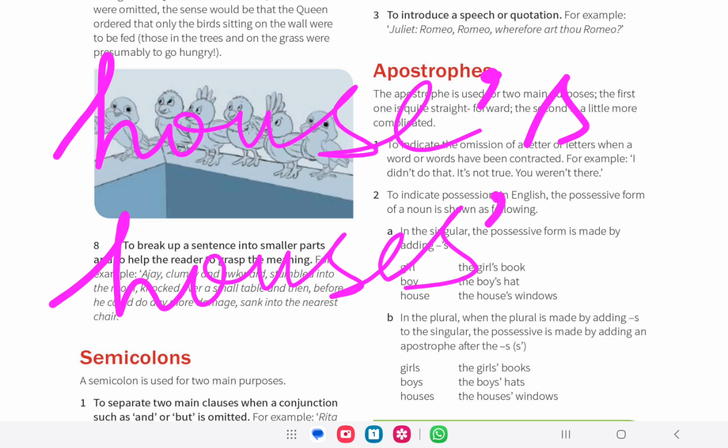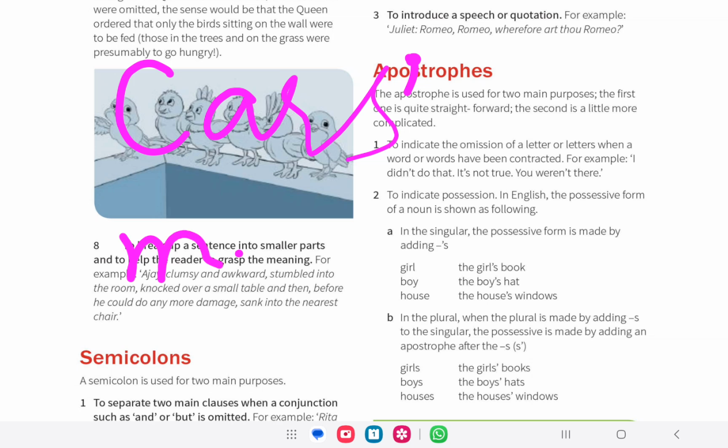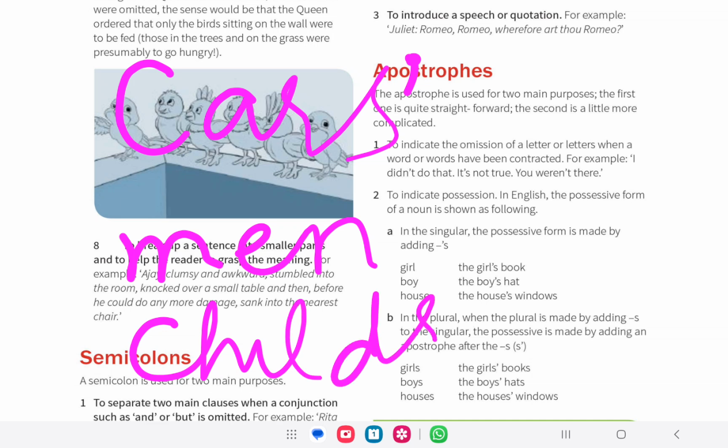There's one more thing that you must understand, that if there is a plural that is ending in s, that is cars, we add apostrophe after that. But if there is a plural that doesn't end in s, then we add apostrophe s after this. Like, look at this, men, then children. These are plural, like cars. All three are plurals, but cars is ending in s. That's why, like cars, tires.